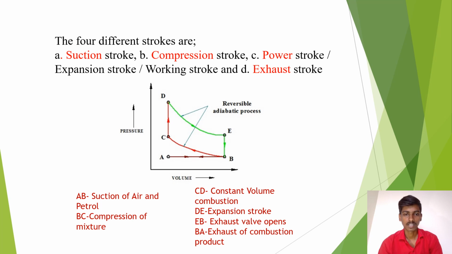In that we can see the graph here. It represents pressure, and the axis below is volume. In that, AB is suction of air and petrol, BC is compression of the mixture, CD constitutes constant volume combustion, DE represents the expansion stroke, EB is where the exhaust valve opens, and BA is the exhaust of combustion products.